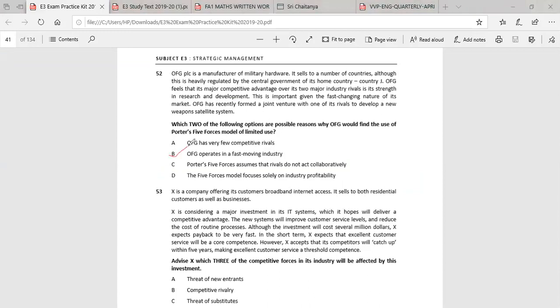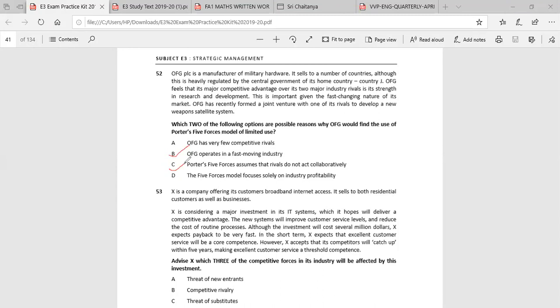So B is the right option. Porter's Five Forces assumes that the rivals do not act collaboratively. They can also act in joint ventures collaboratively. It says that individually one rival is acting against the other rivals, but in reality they form into cartels, they form into groups, and then they see that new entrants do not enter into the market and they dictate the prices to the customers in the market.